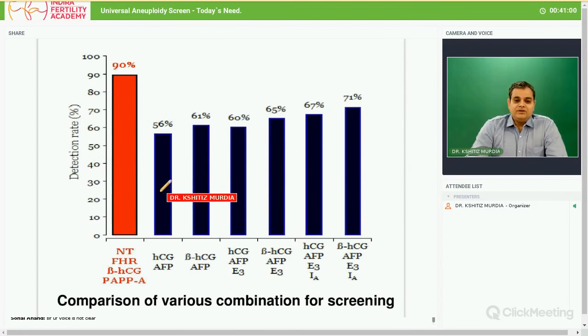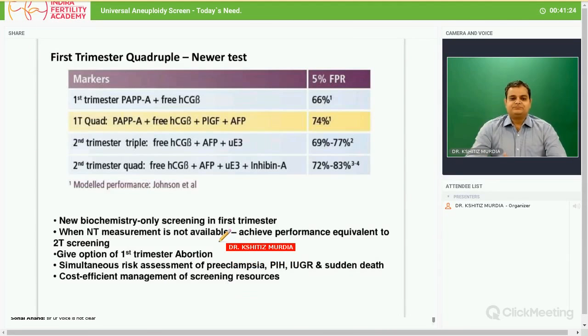So among those available, as we make out, the one to choose is the combined test, which is a combination of USG and biochemical screening, where we do the testing with NT, free beta HCG, and PAPP-A. It can give us a handsome detection rate of 90 to 93% with a false positive rate of 5%.